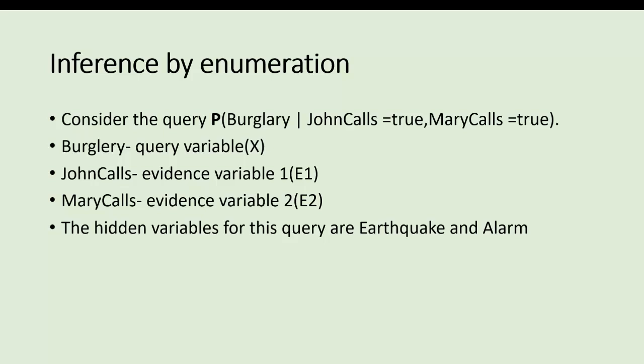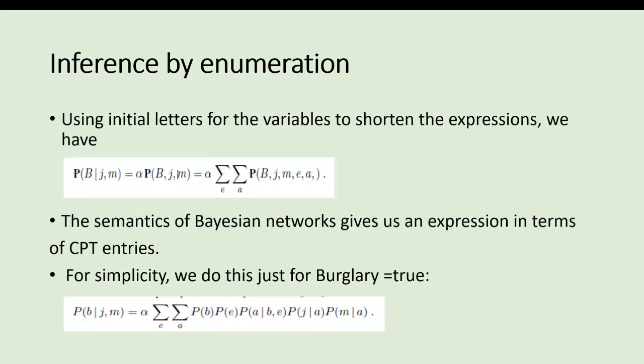Based upon the question you will be identifying the hidden variables. Here burglary, John calls and Mary calls are the given things and what you are going to find. The left out things are earthquake and alarm. These both will be considered as hidden variables. So this is the general formula.